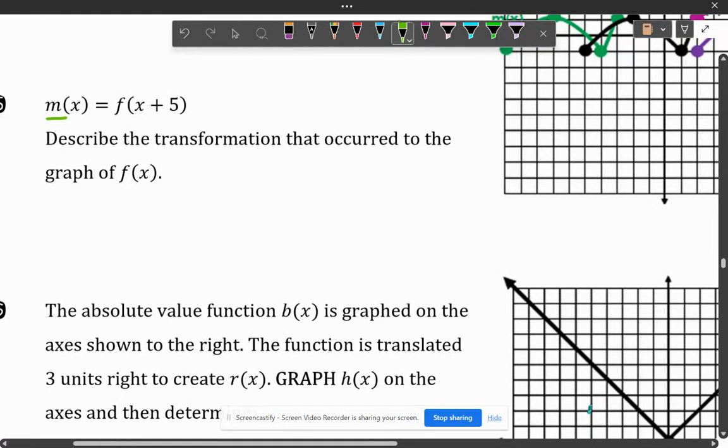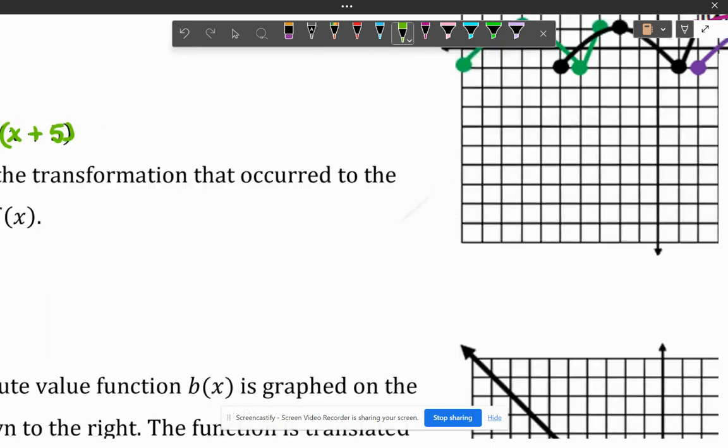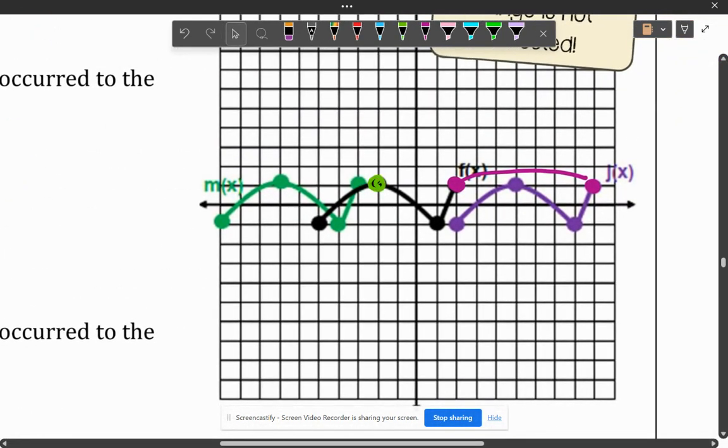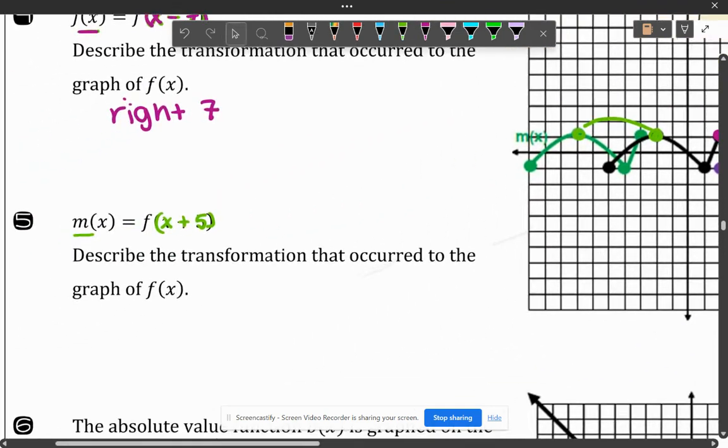M of x is f of x plus 5. Okay, so let's take a look. We're going to use a different corresponding point here, and I do see it's moving left 5 units.